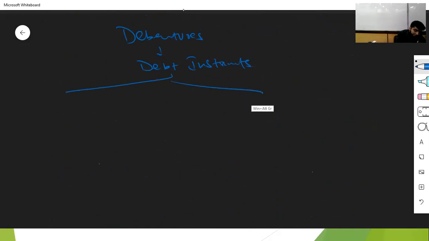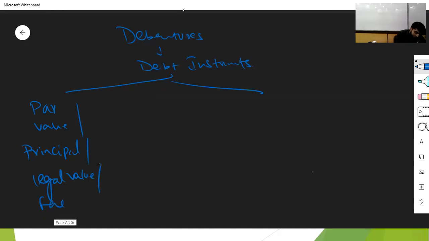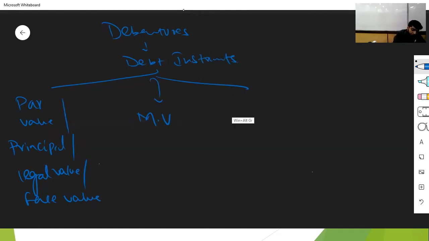For debentures, we have three different values. Number one, we have par value, which we can say is the principal value, or we can say the legal value, and sometimes we say the face value. Number one, the par value, legal value, principal value, or the face value. Another value for debenture is the market value. And the third is the redeemable value.